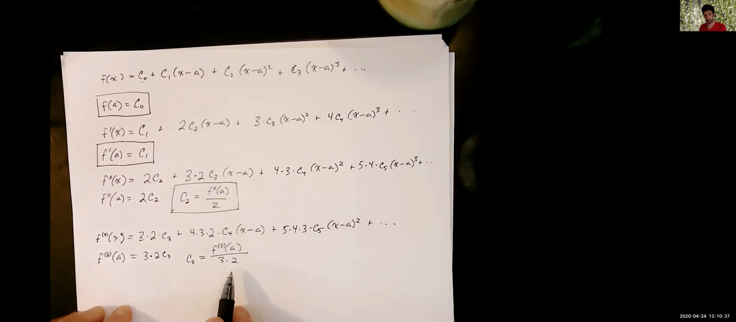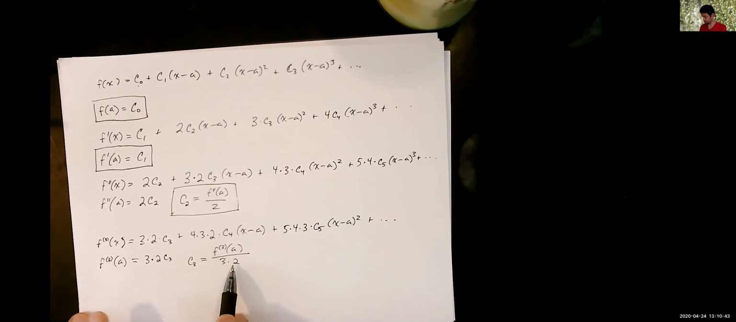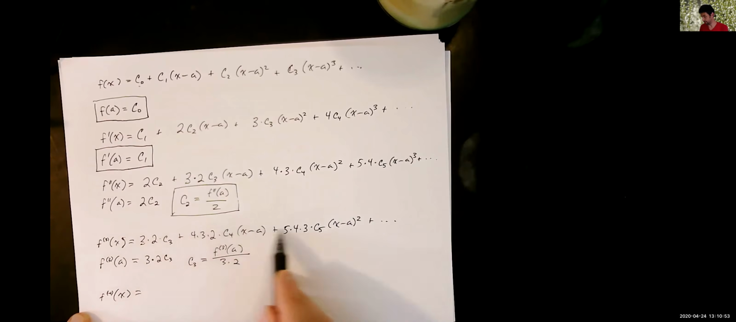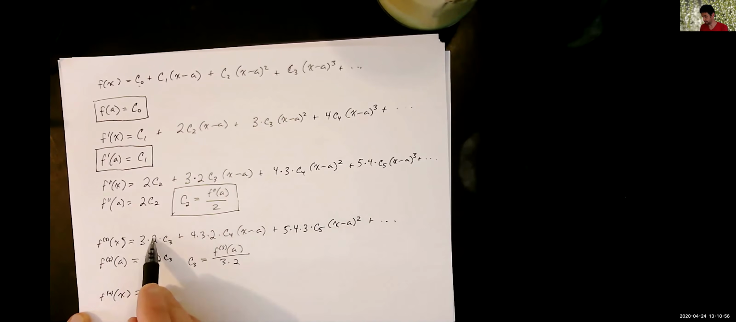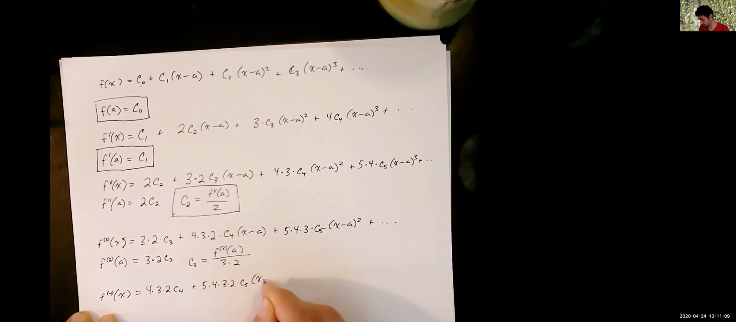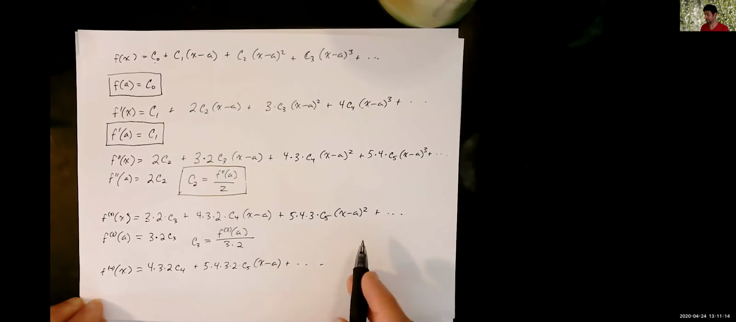Okay. All right, let's do one more by hand, and then we'll confirm what maybe we're already seeing the pattern is. So let's look at the fourth derivative. Taking the derivative of this line, the constant disappears. I've got 4 times 3 times 2 c4 plus 5 times 4 times 3 times 2 times c5 x minus a, and on and on and on, right? I'm not writing more of those terms right now, but you can imagine what's happening.